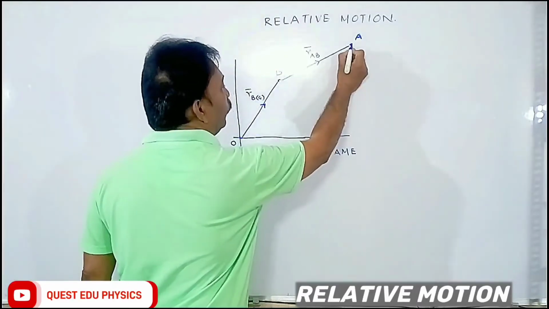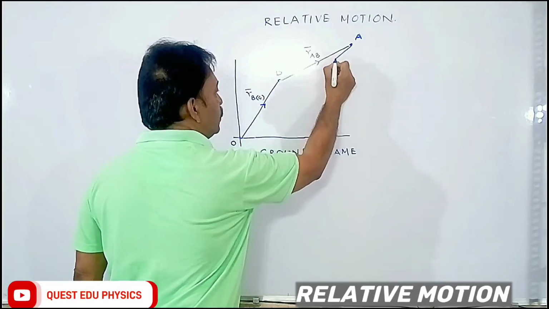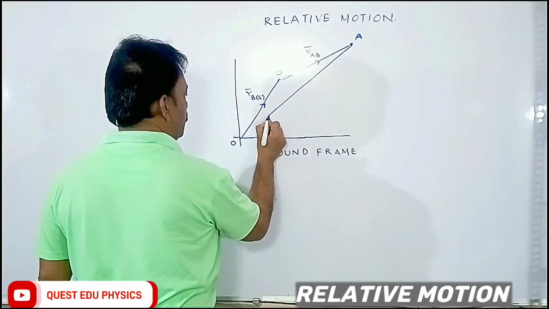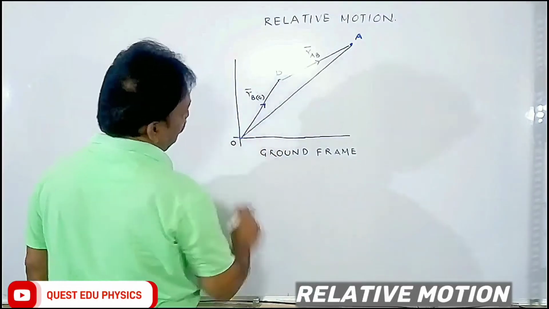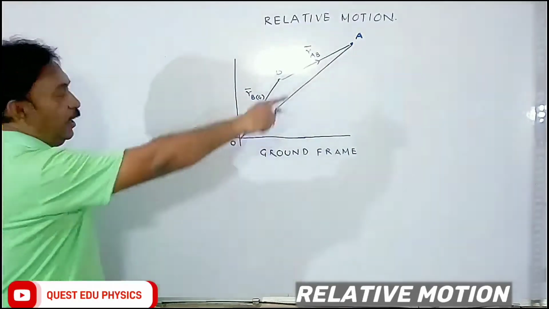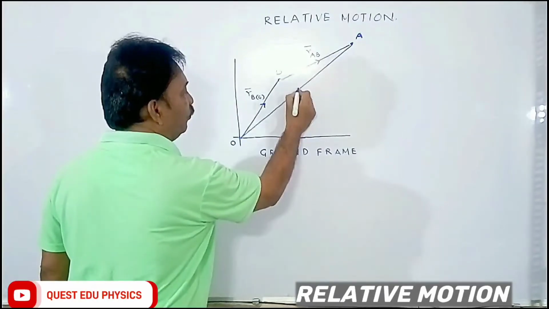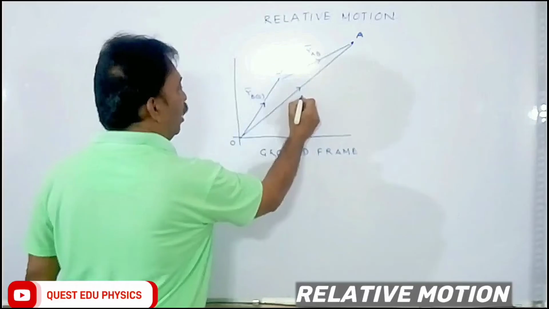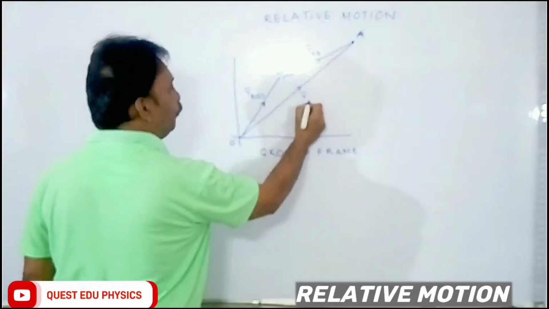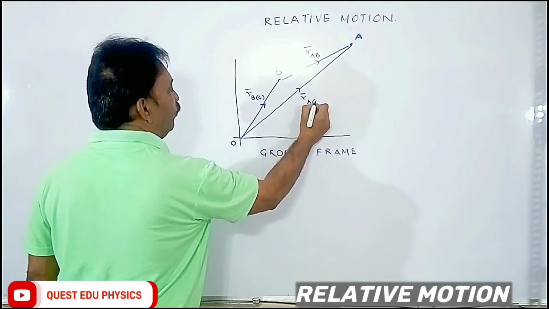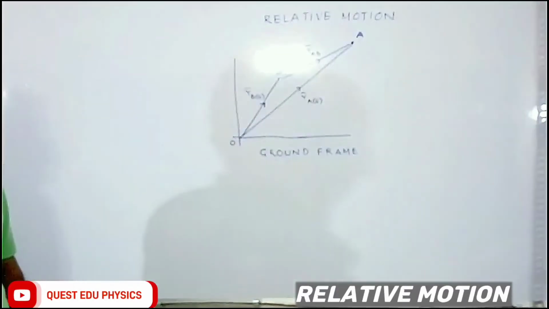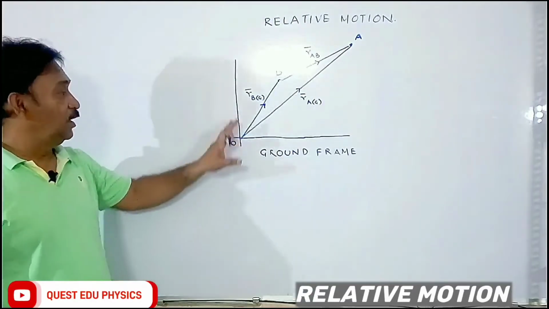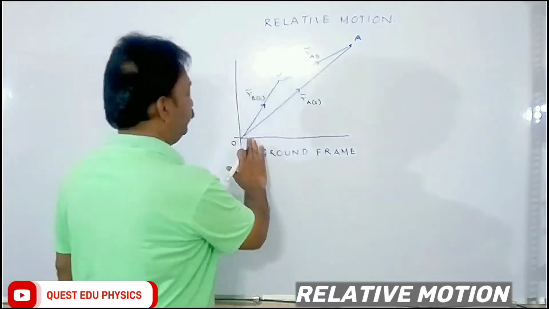Then I am connecting A and the observer on the ground. I am taking the position vector of A with respect to the ground. I hope you are understanding what I am doing now. I just located the position vectors.